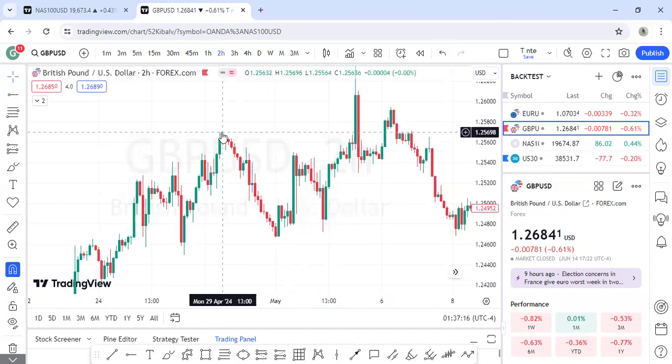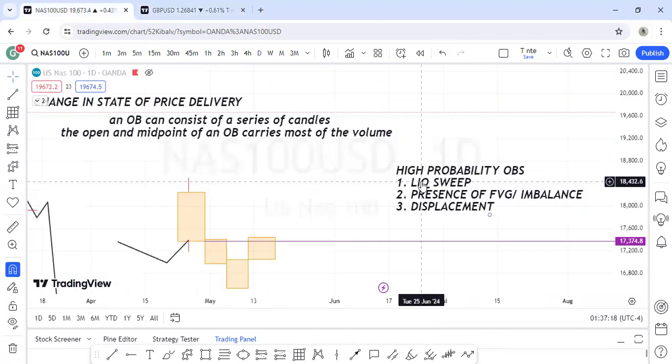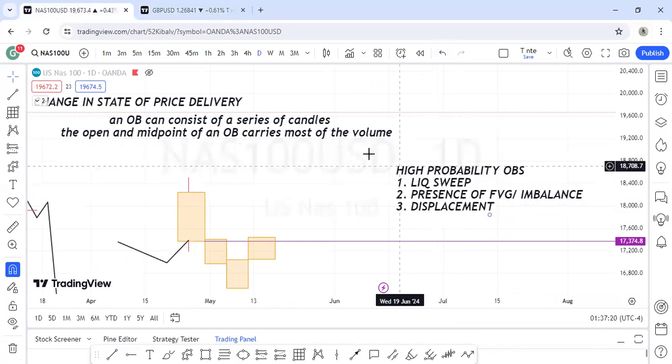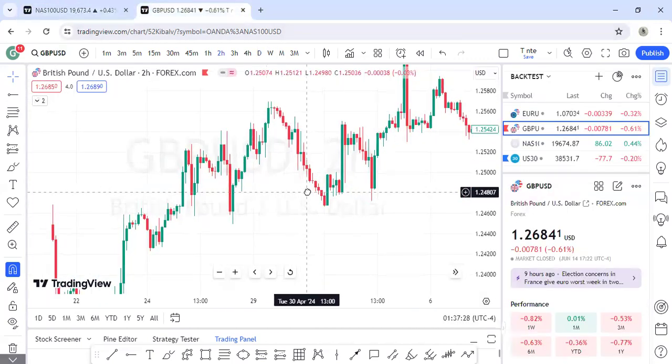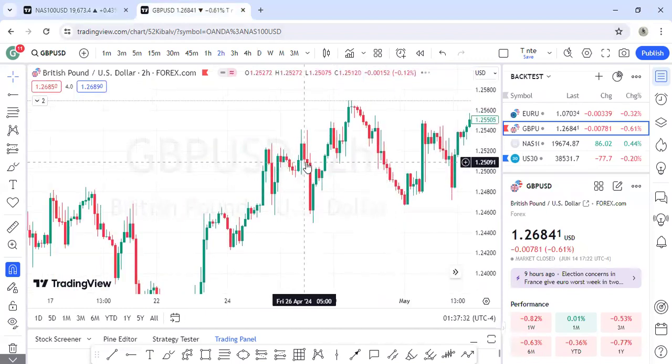So note that it can have one, two, or all. It must not have all at once. Sometimes they don't make imbalances, but they create a liquidity sweep and displacement, and that can still work. It doesn't always have to create an imbalance. You can see this order block here was printed, and its aggressive run away from it. Price came back here, tapped into the open of the order block, which is here.